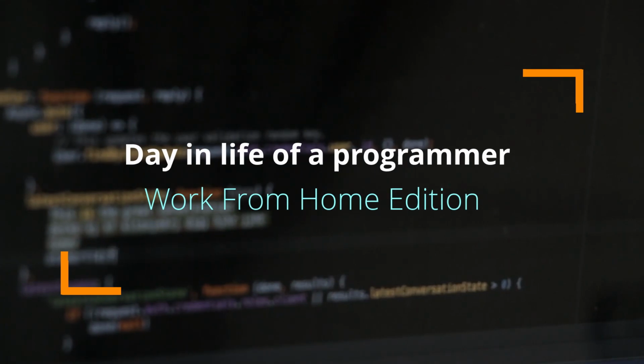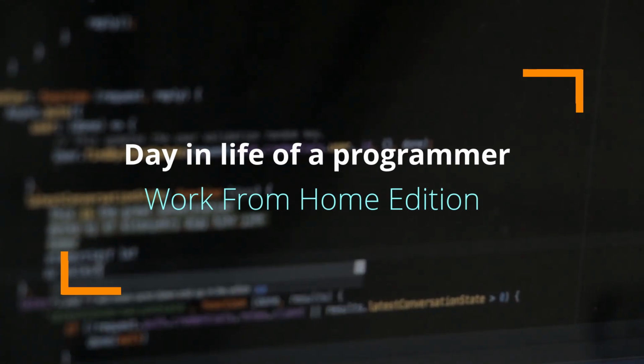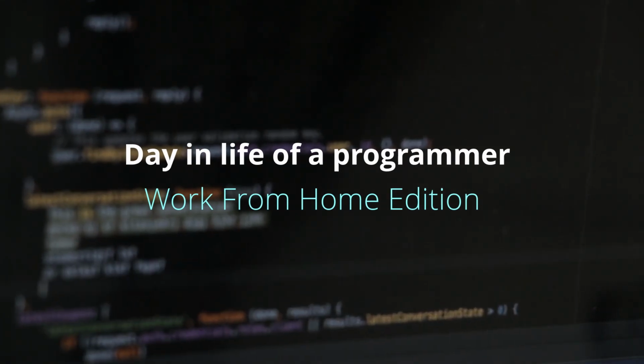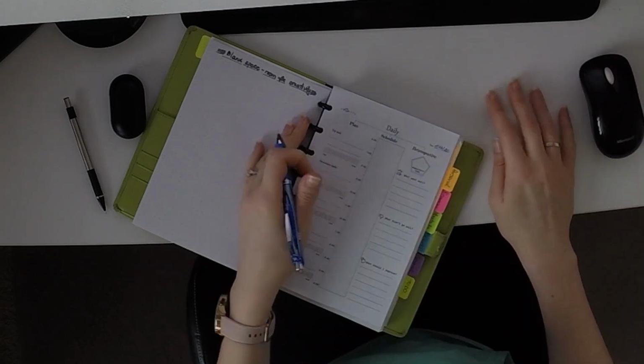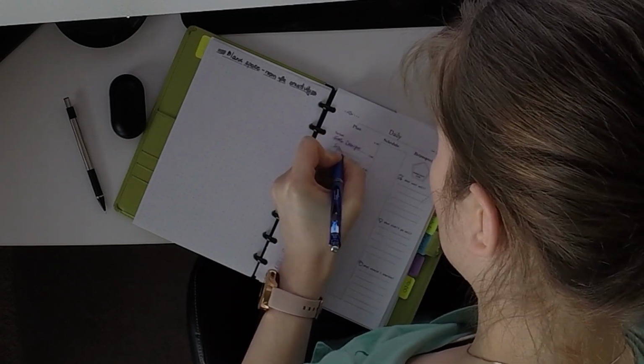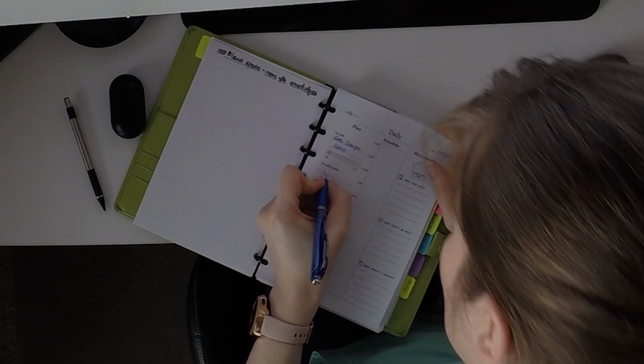So, what does a day look like for a software developer who works from home? And honestly, it's not much different from a regular day working from the office. It depends on what you have to do that day. And honestly, every single day is different. You might have the same meetings at the same time, but they are always different because you're talking about different tasks. So what do I actually do?